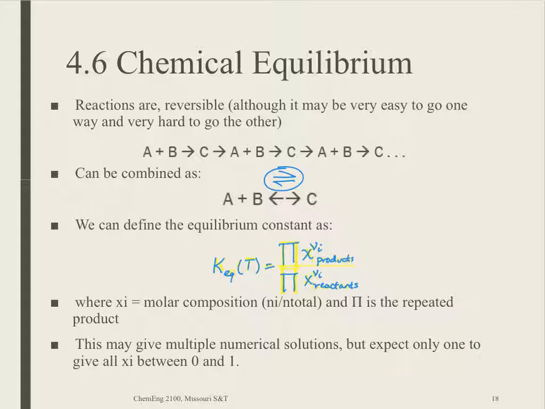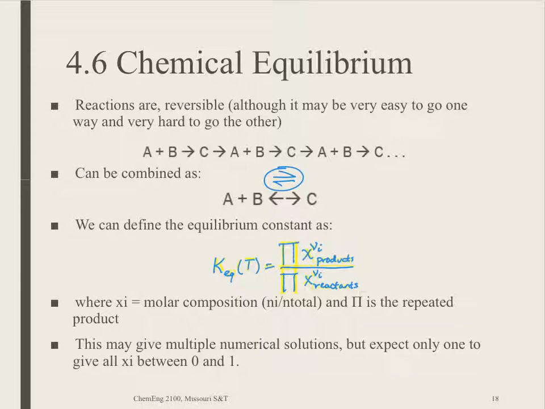Now we define the equilibrium constant as K sub EQ. It's going to vary with temperature, so it's a function of temperature. And it's the repeated product of the mole fractions to the stoichiometric coefficient power of all the products in the numerator and all the reactants in the denominator.